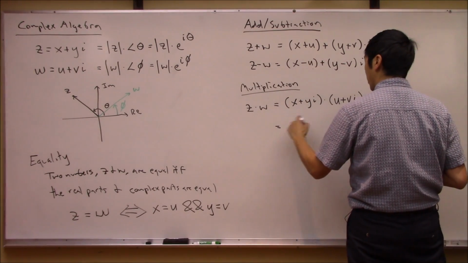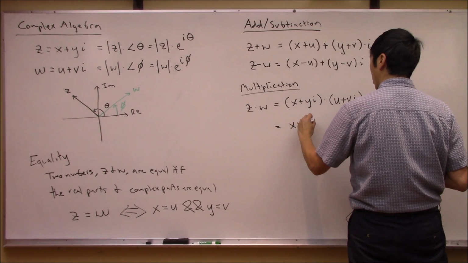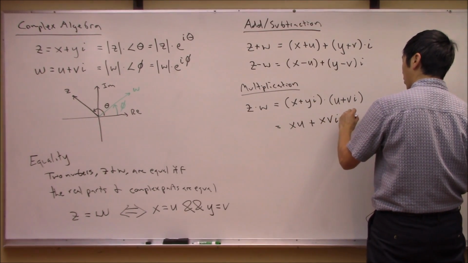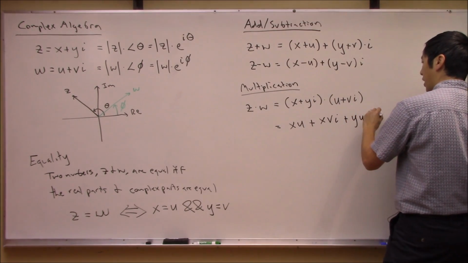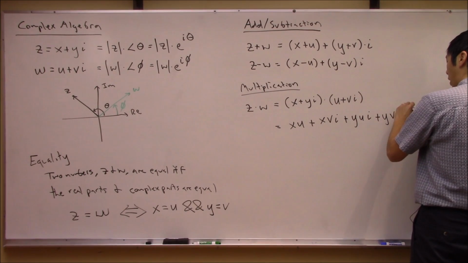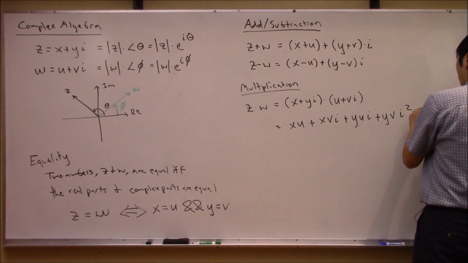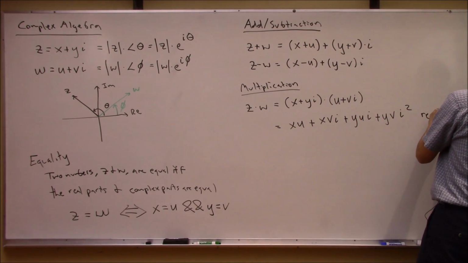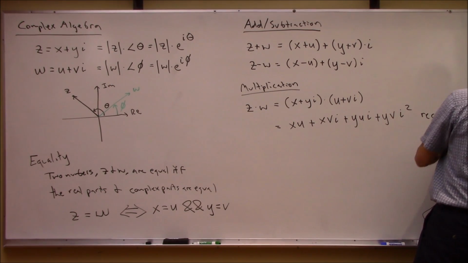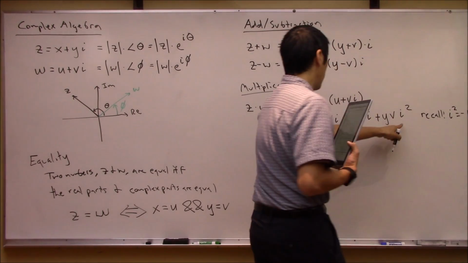So this is now xu plus xvi plus yui plus yvi squared. Okay? So now you've got to recall that i squared is just -1. Right? That's the idea with a complex number. So this becomes a -1.